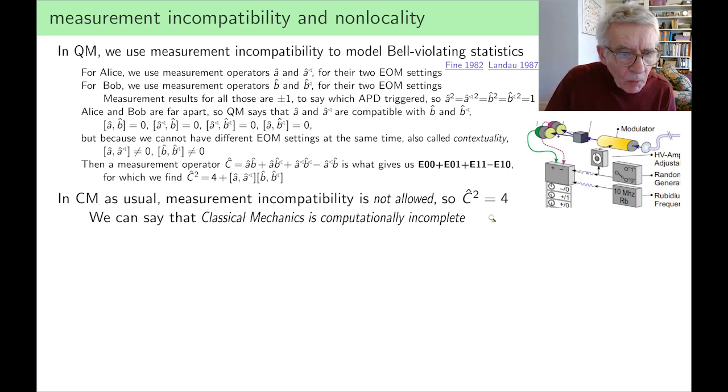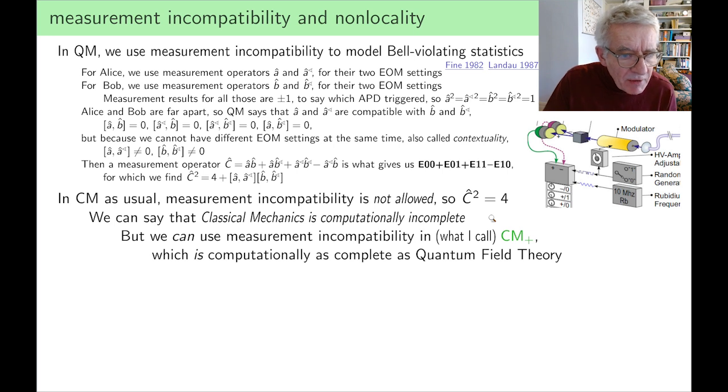So the fact is, however, that we can introduce measurement incompatibility into classical mechanics, giving us what I call CM+, because it's more capable. It's as capable, indeed, as quantum field theory or quantum mechanics. So that's what we would want to use if we want to describe this experiment in this kind of way.